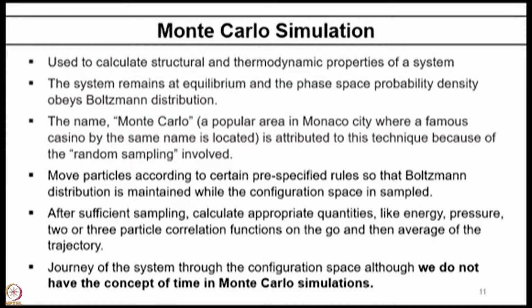In the Monte Carlo simulation, it is more common to calculate structural and thermodynamic properties of the system. As you can read here, it states it is a popular area in Monaco city. I thought it was from France, but I think Monaco is mostly inhabited by French people. Anyway, it's an algorithm called the Monte Carlo algorithm, which was used in the Metropolis algorithm, where this name was introduced. It's a method of probability theory, and it is probability theory that guarantees many of these things.